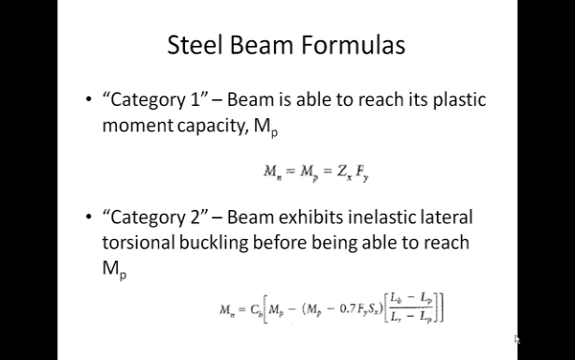Category 1 is the plastic moment capacity, and its nominal moment strength is simply calculated as Zx times Fy. In Category 2, this is for inelastic lateral torsional buckling, and the formula for nominal moment capacity is as shown. The C sub B on the outside of the brackets in the Category 2 formula is called the bending coefficient. You can always take the bending coefficient to be 1. This is conservative when you do it, but it is commonly used.